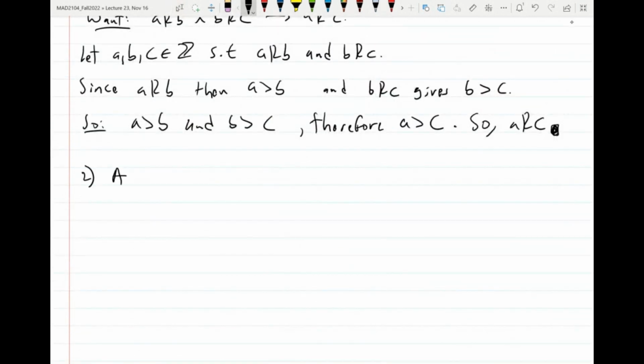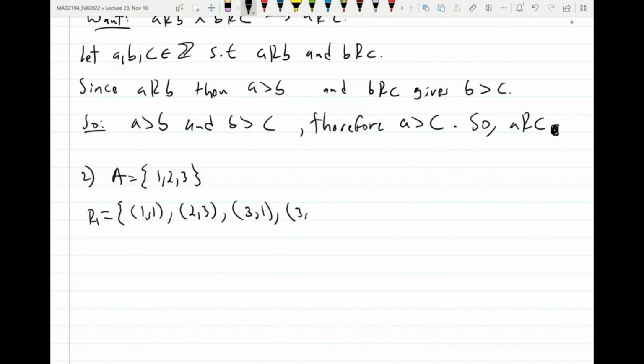So let's see, example number 2. So let's make it easy. So let's put A to be the set {1, 2, 3}. And R, let's see, R1, I'm gonna make it to be (1, 1), (2, 3), (3, 1), and (3, 2). Okay. With this relation, we are actually going to kill everything with one stone. Let's see. Is this reflexive? So, not reflexive. Everybody understand this? Why? For example, it doesn't have (2, 2) or (3, 3). We can say it's not reflexive because (2, 2) is not in R.